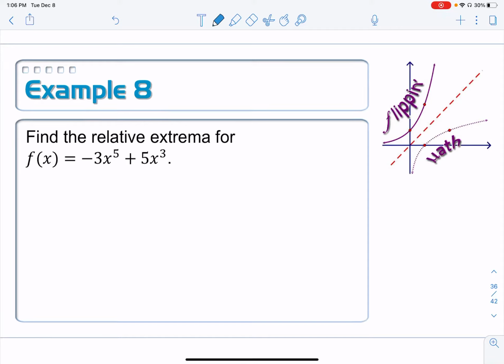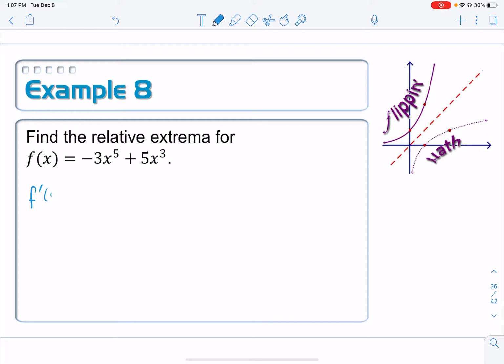Example 8, find the relative extrema for f of x equaling a fifth degree polynomial equation. You're going to see that the second derivative test is much faster on polynomial equations to find relative extrema because you don't have to worry about a sign chart or making intervals. You just find your critical numbers and plug them into the second derivative. Okay, so let's do that.